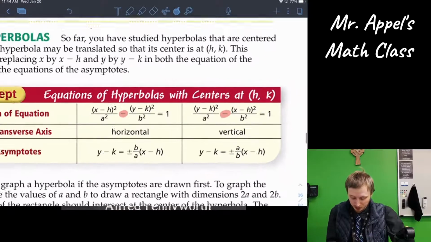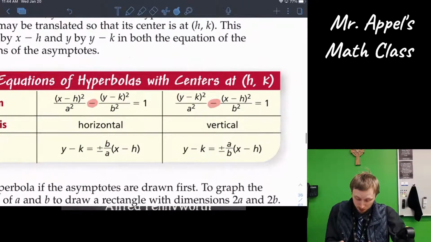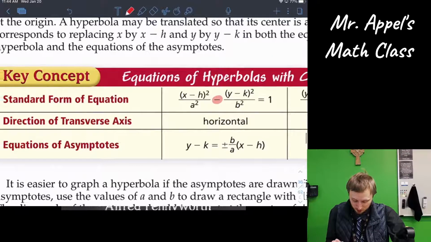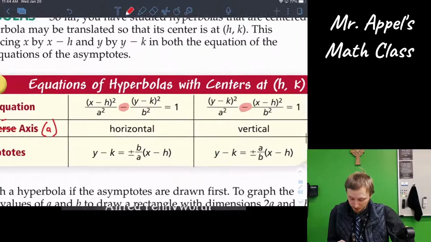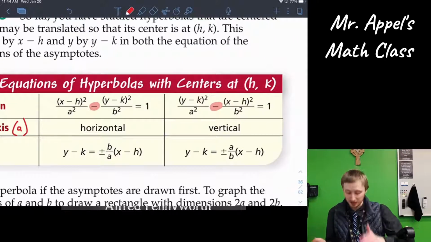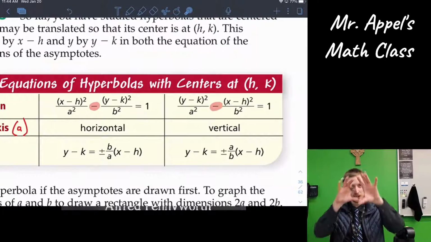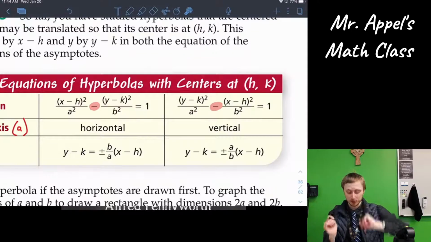So if you have this box in your notes, which you should, this is the projection of the transverse axis. Call it major axis if that helps you. Axis associated with A, whether that's horizontal or vertical. This tells you, is it a horizontal box or a vertical box?